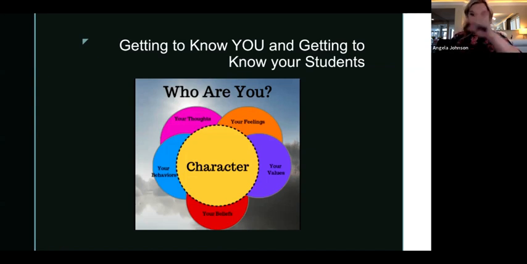So I have this image right in the middle of my slide and it says, who are you? In the middle I have character, and then I have thoughts, feelings, your values, beliefs, and behaviors. So I just want you to think about that. There's no answer right now for this, but I want you to be thinking about that. That's huge. It's a huge part of this class, to know yourself and know your students, okay?